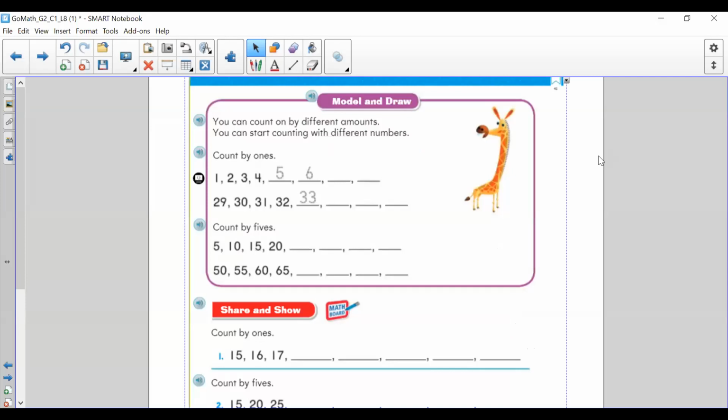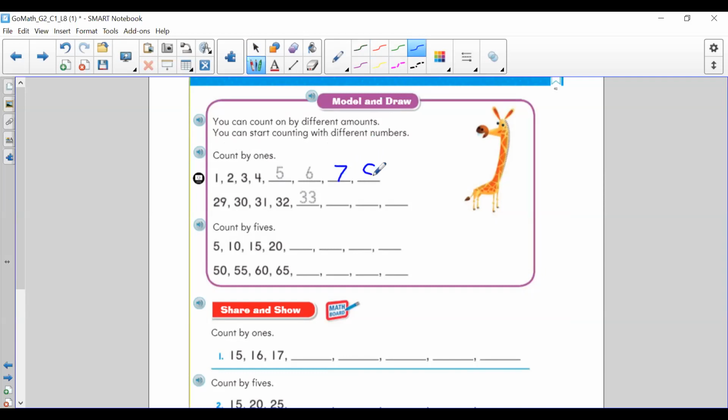On our next page, where we are going to model and draw, you can count on by different amounts. And you can start counting with different numbers. You don't always have to start at 1 or 0. So count by ones. 1, 2, 3, 4, 5, 6. And what would be our next number that we can write? 7. And comes after 7, 8.